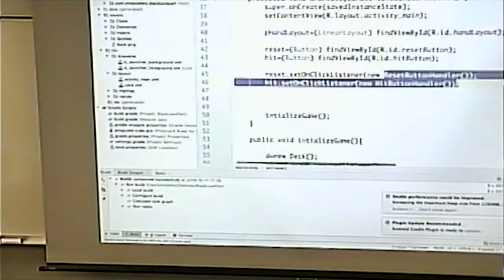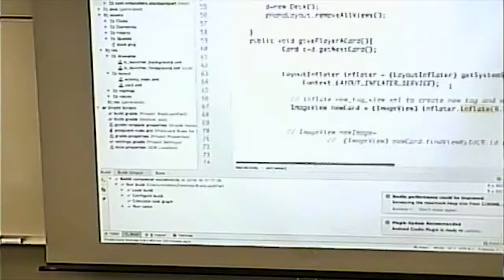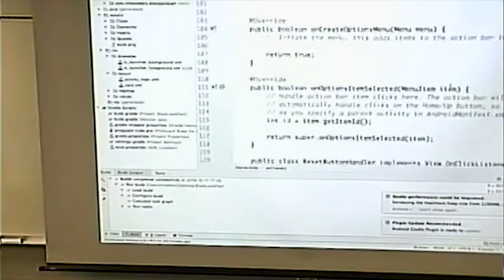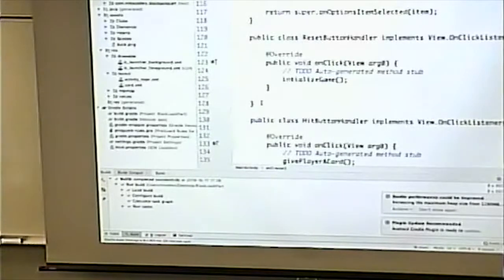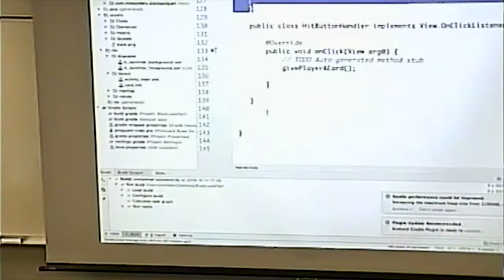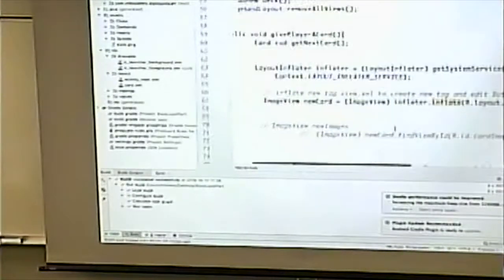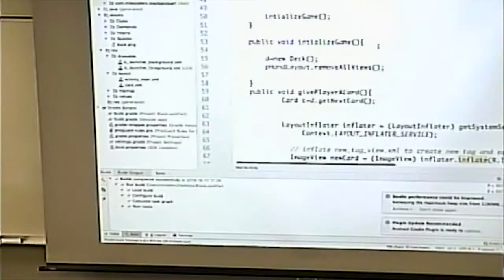Those listeners are defined as inner classes. They're not anonymous classes, they're inner classes. The reset button handler is over here, and the hit button handler is over here. So I have my two listeners for the two buttons I have. I initialize game. Initialize game creates a new deck and removes all of the children that were already in the layout.